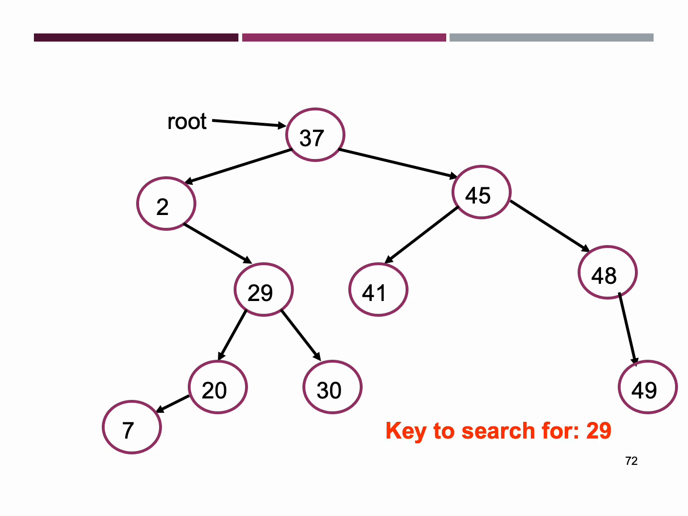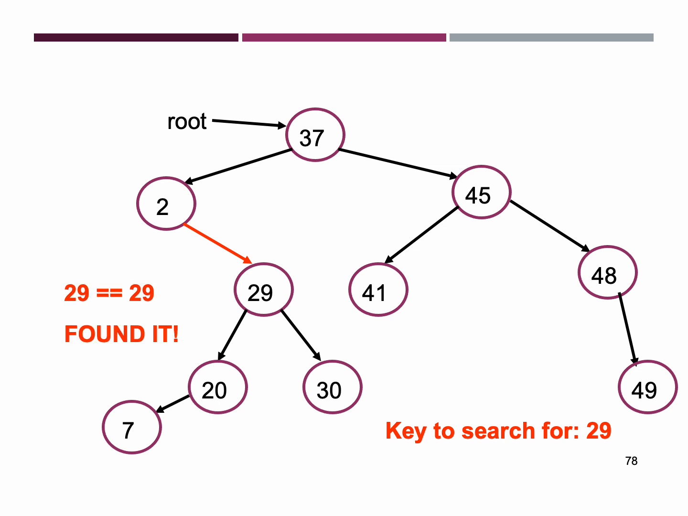So let's see another example. The key to search for, we want to search for 29. So let's start the search. First we'll start with root. Root is 37, so it will check 29 is less than 37, so it will go left. So on the left we have 2, so it will check with 2, that 29 is greater than 2, so it will go right. So here we already found it.